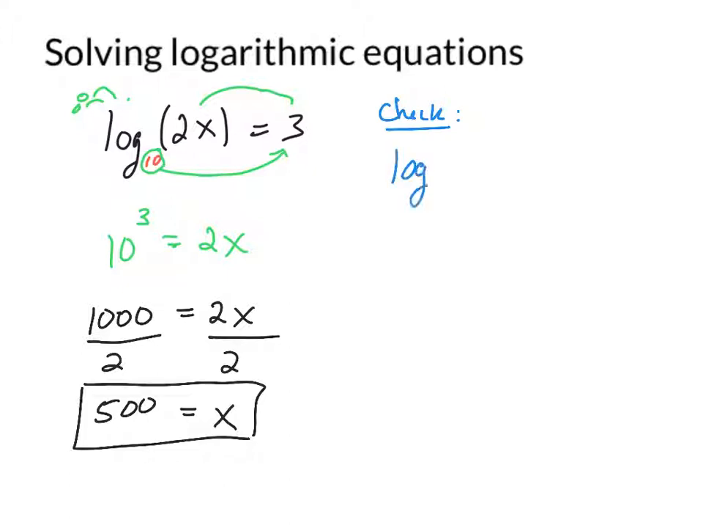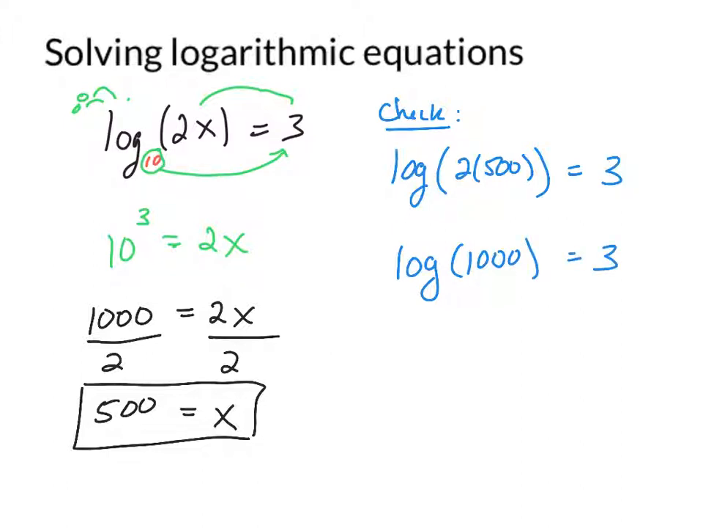All right, so log of 2 times 500 should be equal to 3. If we check, 2 times 500 is 1,000, and we ask ourselves, is log base 10 of 1,000 equal to 3? The answer to this is yes, because 10 cubed is 1,000. So we've checked. This works out. Everything's in the domain, and I've solved my first logarithmic equation. I'm going to pause this, we'll clean it up, and we'll come back with another example.